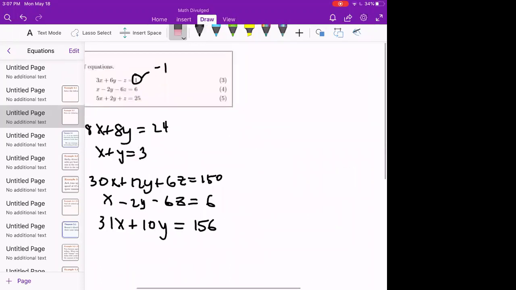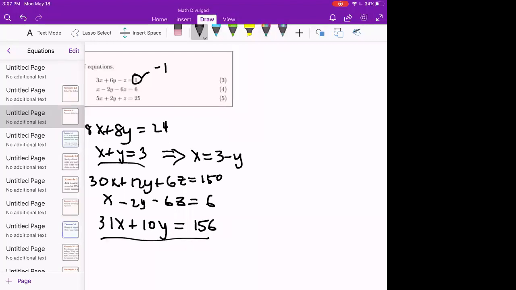Okay, now we have these two equations, this one and this one. We can move one of the variables to the other side in order to isolate one of them. So we can say, for example, x is equal to 3 minus y. And then we'll plug this back into this equation.